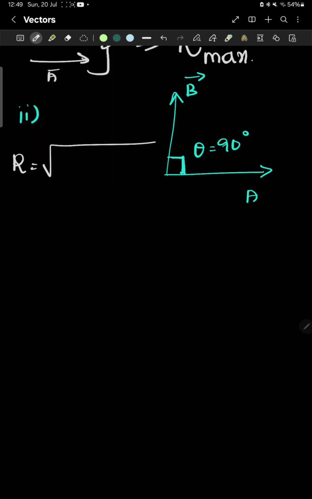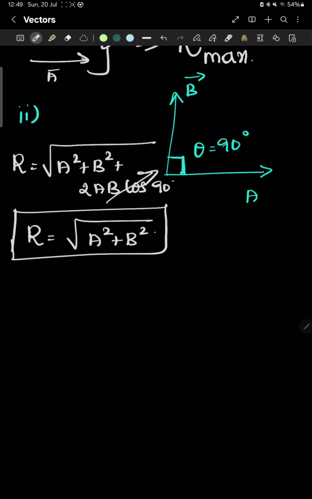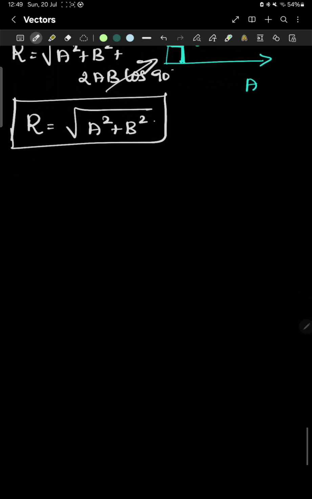So what is the formula? R is equal to root of a square plus b square plus 2ab cos theta. Instead of theta I have to substitute 90. Obviously this term will become 0, and finally what I'll get? R is equal to root of a square plus b square. This will be the resultant of the two vectors when these two are at 90 degree.